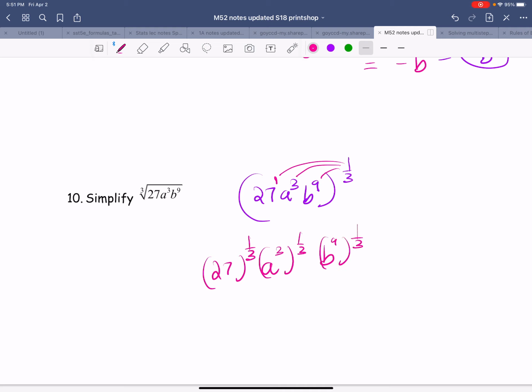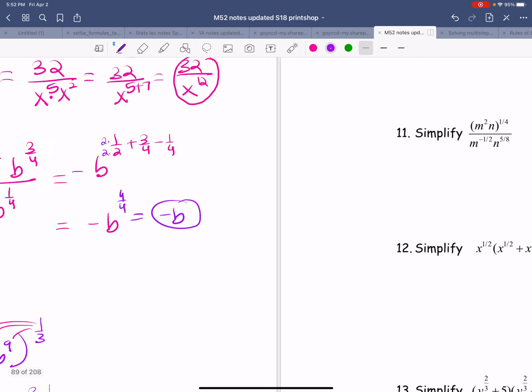Okay, this outer exponent is going to multiply with every single exponent inside, so that turns out to be cube root of 27. 3 times 1/3 is 1, 9 times 1/3 is 3. 3ab to the third power.